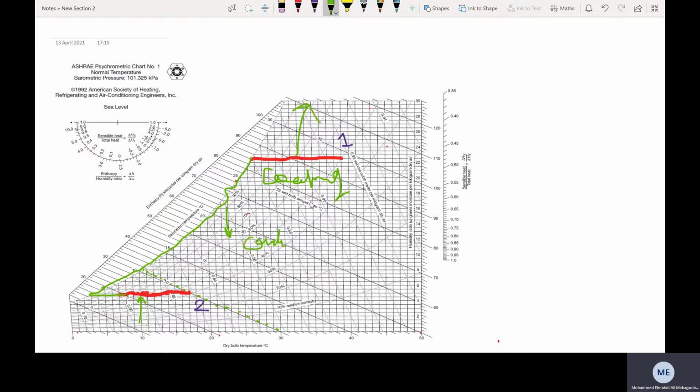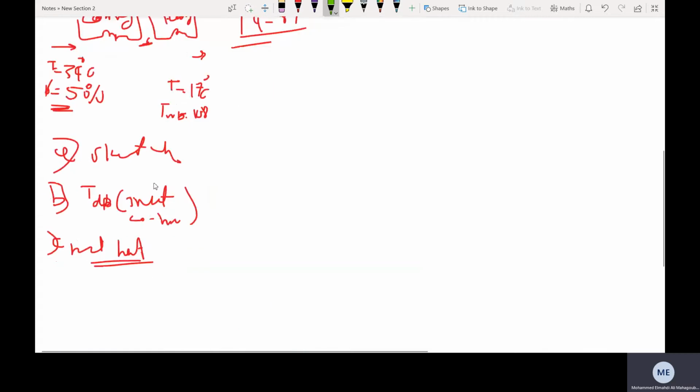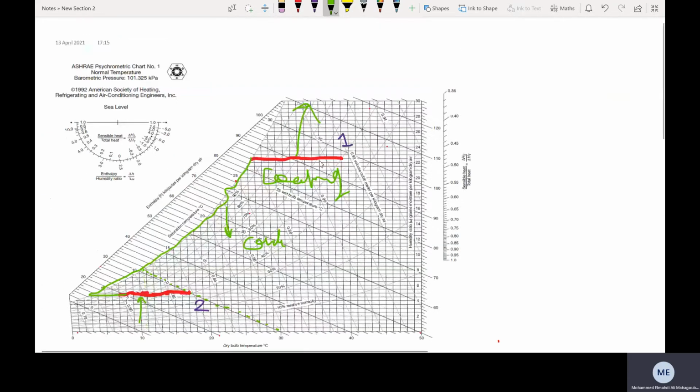Okay. So yeah, what is the first thing that is asked from us? To find the dew point temperature at the inlet of the cooling coil. What is the dew point temperature at the inlet of the cooling coil? It is here. Yeah, and it is around, let me see, 30, 39, 38, 37, it is around 26.5.